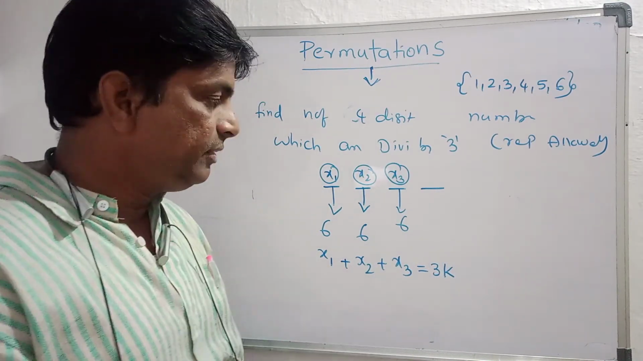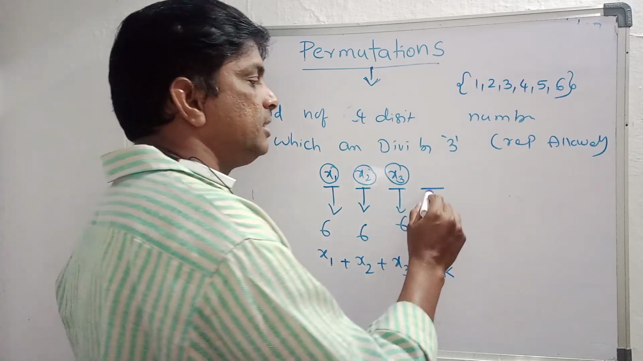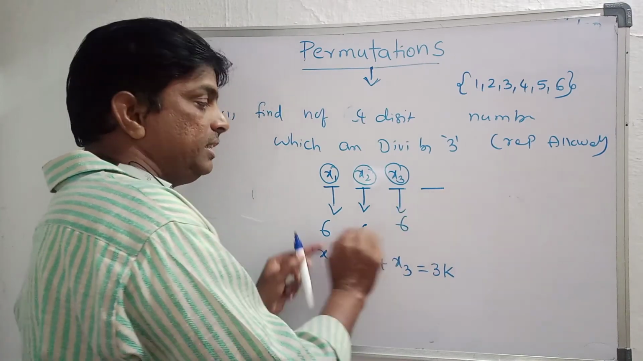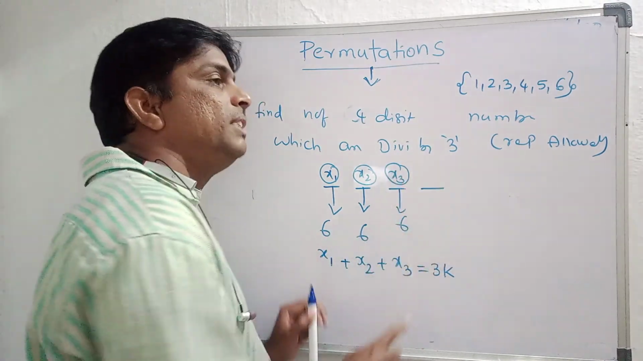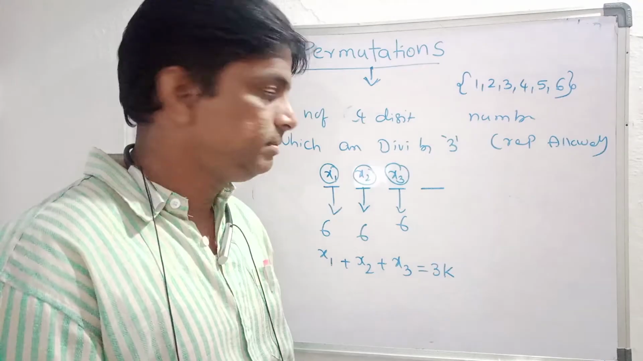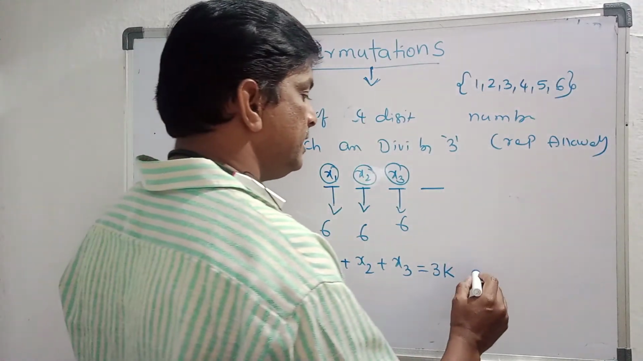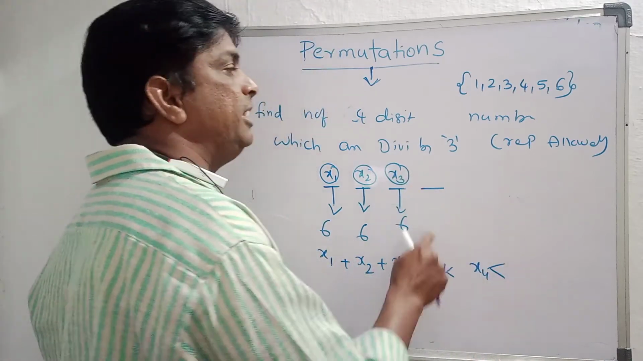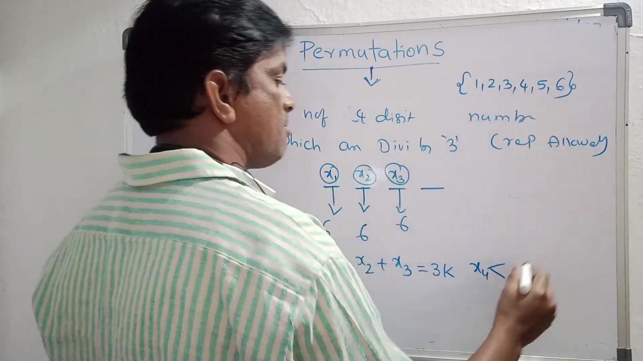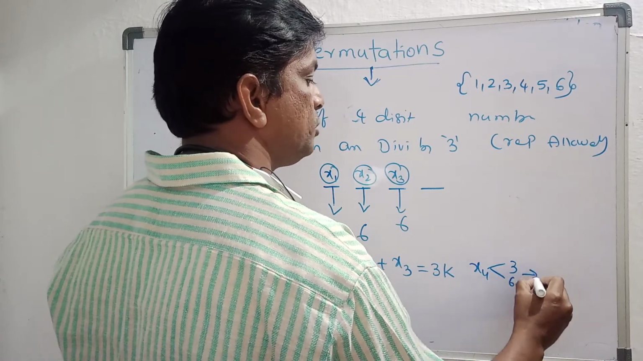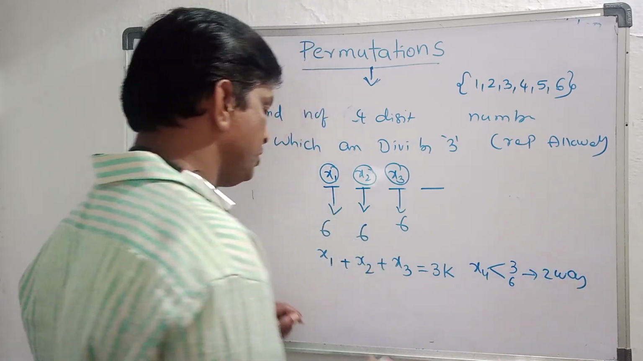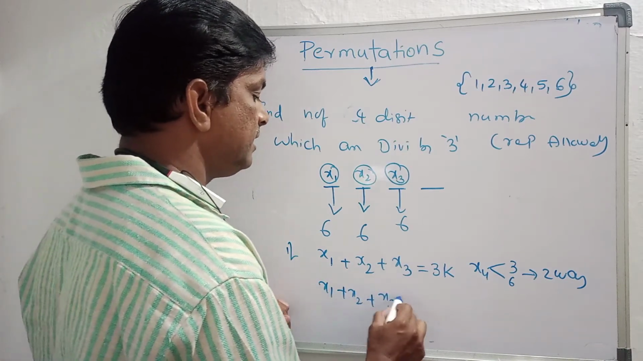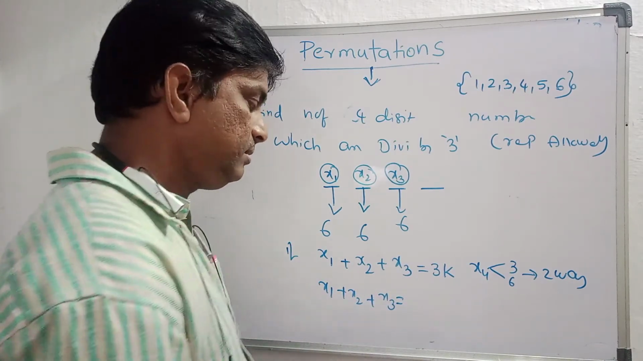Now let's suppose this sum is exactly divisible by 3. Then this last place should also be filled with a multiple of 3, since the total must be divisible by 3. So in this case, x4 I can fill in how many ways? X4 I can fill with a multiple of 3 only, that is 3 or 6, nothing but 2 ways.